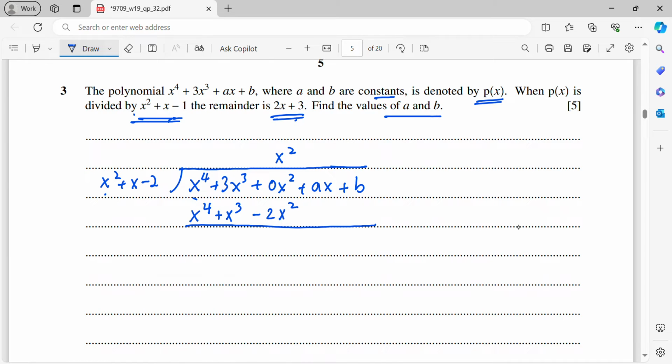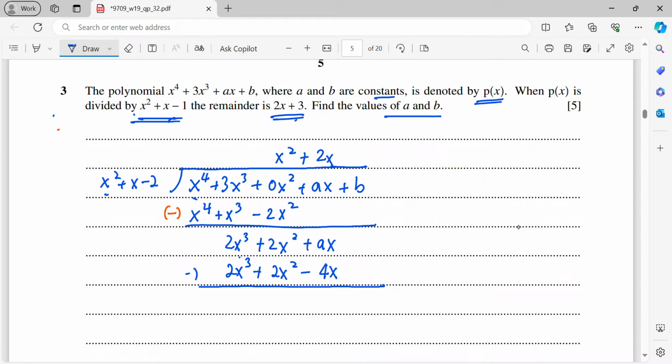Then the next operation is you minus. So first one will be 0. Second term, 3x cubed minus x cubed is 2x cubed. Then the third term, 0x squared minus minus 2x squared is plus 2x squared. Bring down the plus ax. Now, to get 2x cubed from 1x squared, we need to multiply with plus 2x. So it should be 2x cubed plus 2x squared minus 4x.